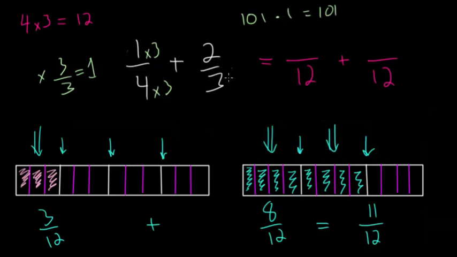And with this 2/3, we're going to do the same thing. We ask, what do you multiply 3 by to get to 12? And we know you multiply by 4. So we'll have to do the same thing to the numerator. And this 1/4 would become 3 over 12. And this 2/3 would become 8 over 12.